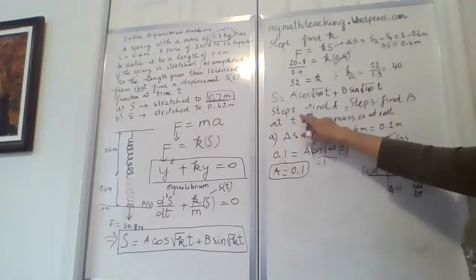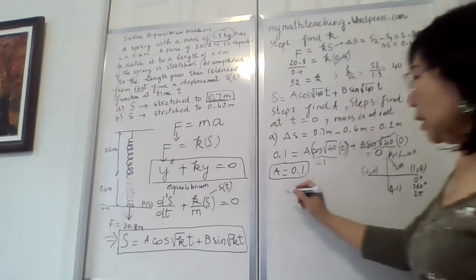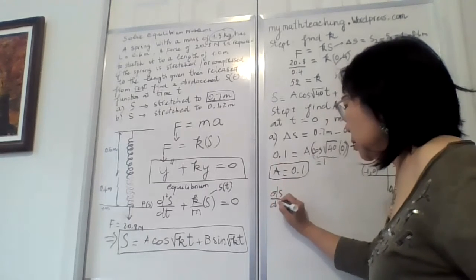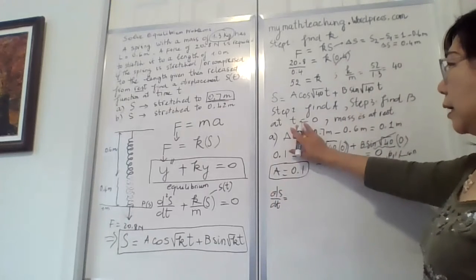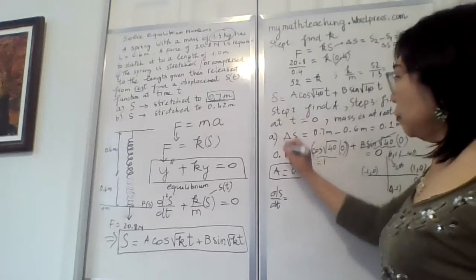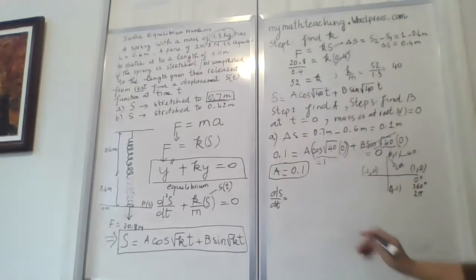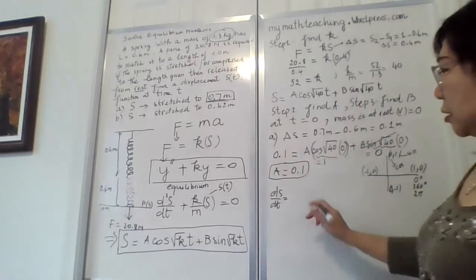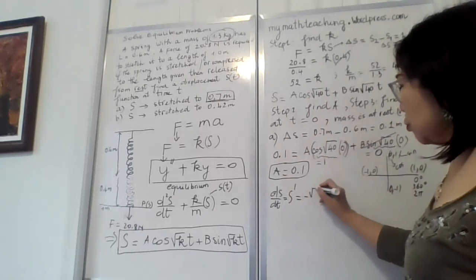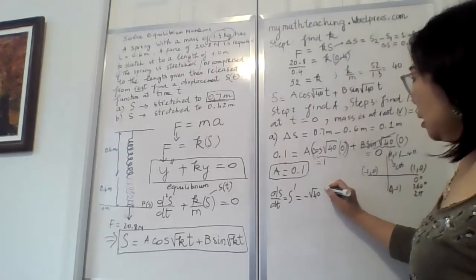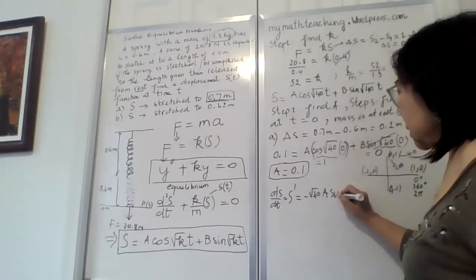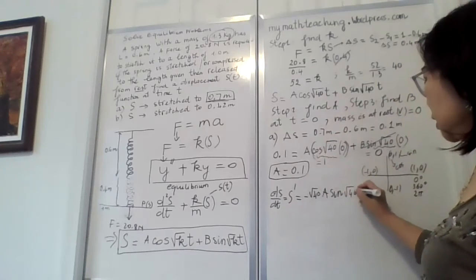So now our job is the next step. We already know A, now we find B. And to find B, we use the velocity, ds over dt. And our velocity, remember, at the time equals 0, the mass is at rest. So it means the velocity also equals 0. So therefore, we're going to substitute into our ds over dt function. But let's first develop the ds over dt, which is the same as the derivative of this function, s prime. And the derivative of this is minus square root 40 times A times the derivative of cos, which becomes minus sine. That's why we have minus here. Sine of square root 40t.